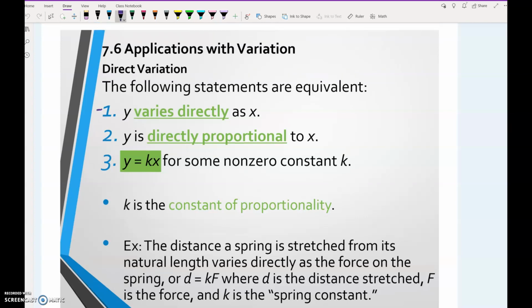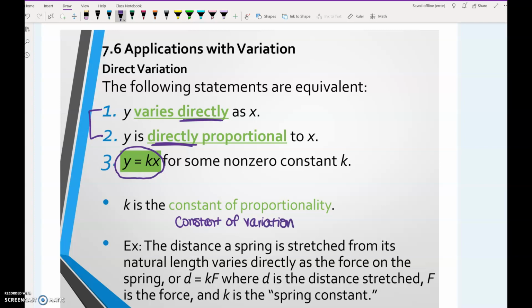So these two statements mean the exact same thing. Y varies directly as X, and Y is directly proportional to X. The similarities in these two statements are the word directly, and these two statements both mean Y equals KX. K is a constant. We call it the constant of proportionality. It's also sometimes known as the constant of variation.